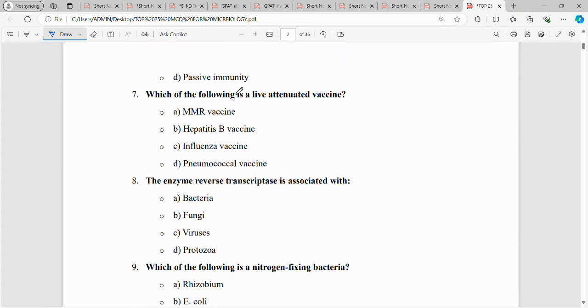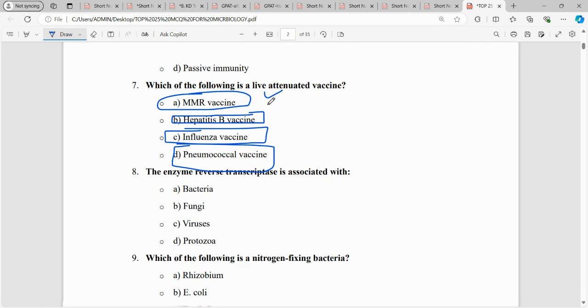Moving on, which of the following is a live attenuated vaccine? Hepatitis B is a killed vaccine, influenza is a killed vaccine, pneumococcal is a subunit or killed vaccine, but MMR, measles, mumps, rubella, is a live attenuated viral vaccine. So the right answer is option A.